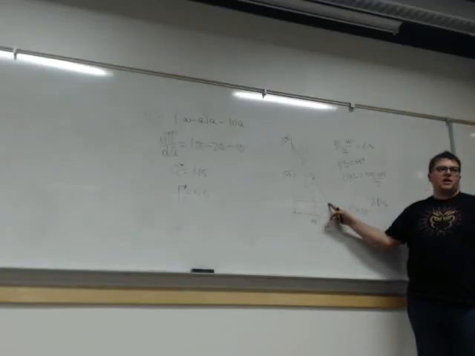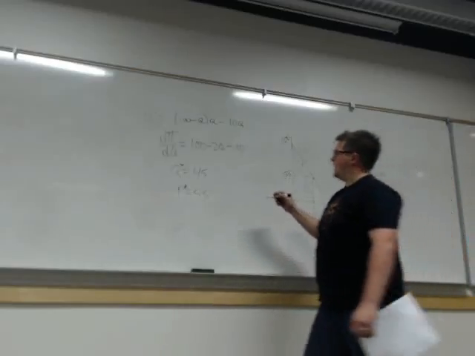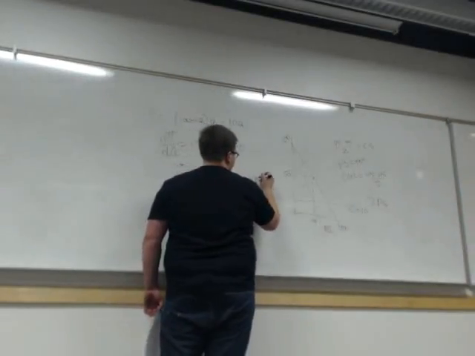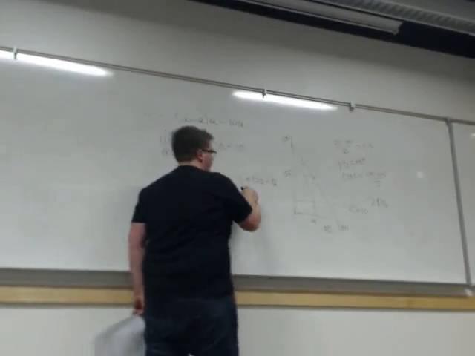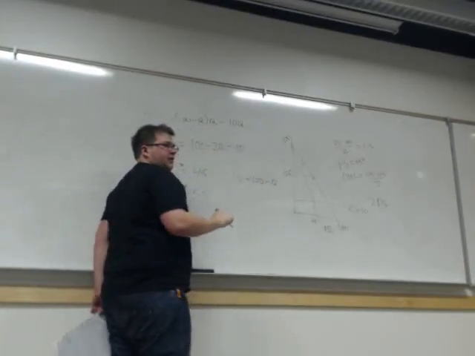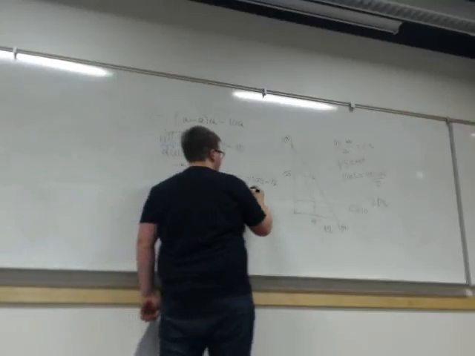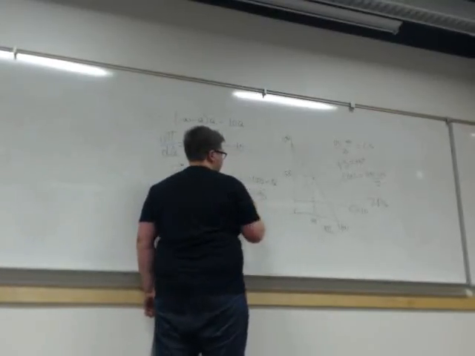This point's 90. How do you know that? Q equals 90, at the point where marginal cost equals price. Oh, yeah, okay, it's 90. Geometry.